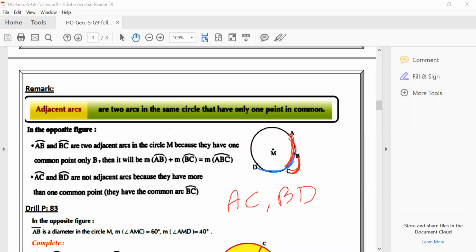Okay? And it must be 1 point. Yeah. I can say that the arcs BC and CD are adjacent arcs because there is one point in common, which is C. If I put point E here, AE and ED are adjacent arcs. But I couldn't say that AD and EC are adjacent because there is no point in common. There is an arc in common. When there is an arc in common, I couldn't name them adjacent arcs. Okay? This was an important remark.